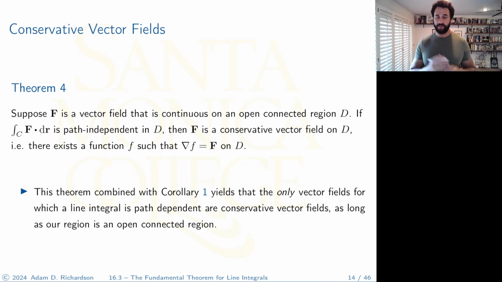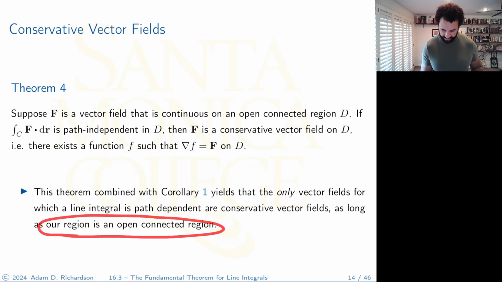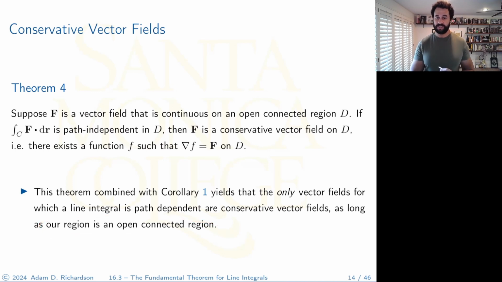All right, so this result combined with the previous result, corollary 1, really yields that the only vector fields for which a line integral is path independent are conservative vector fields, as long as your region is an open connected region. That's the one catch. So if you've got an open and connected region, then the only vector fields which are path independent are conservative vector fields, and vice versa. All right, that's the idea.